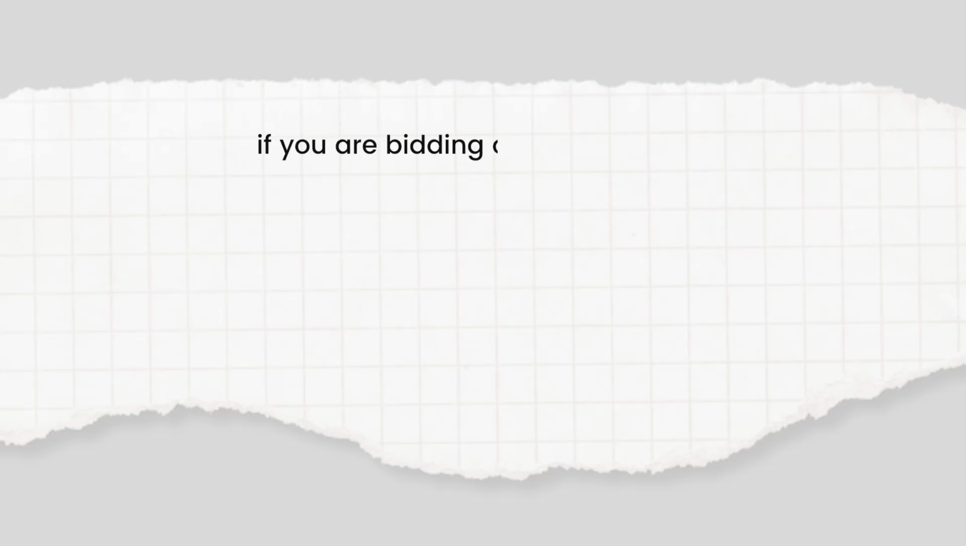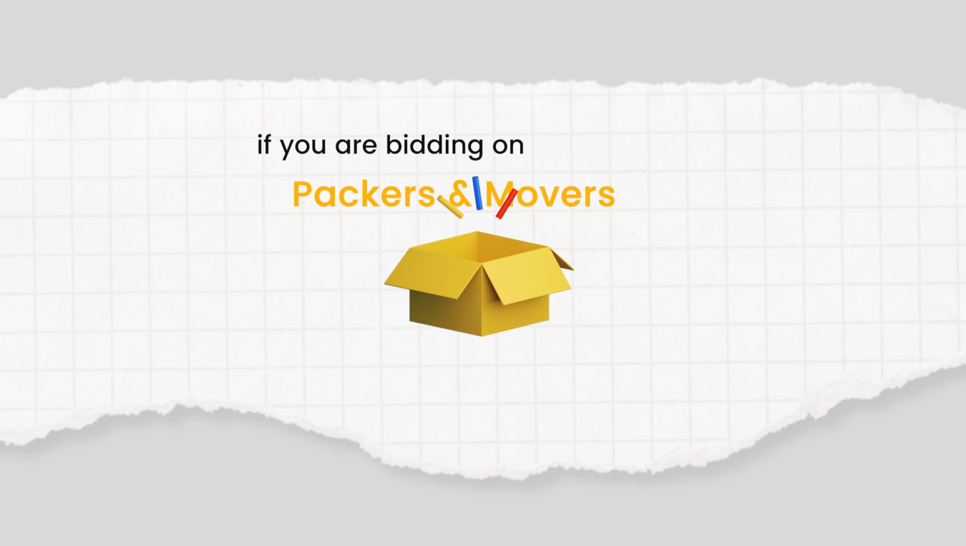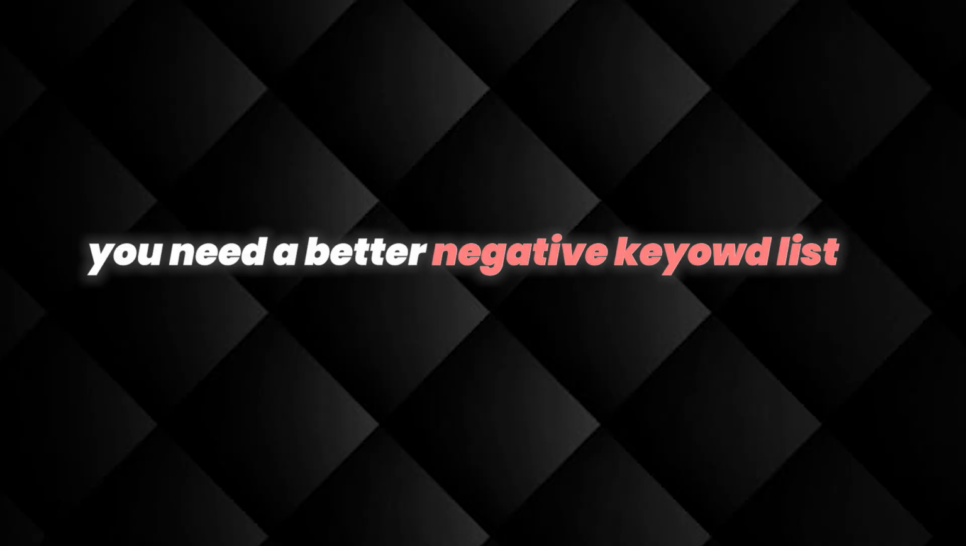But don't just hit delete yet. You have to look at the why. Is the keyword too broad? For example, if you're bidding on packers and movers, but the search term was cheap packing boxes, you found a leak. That person isn't looking for a service, they're looking for a product. You don't need a higher budget, you need a better negative keyword list.